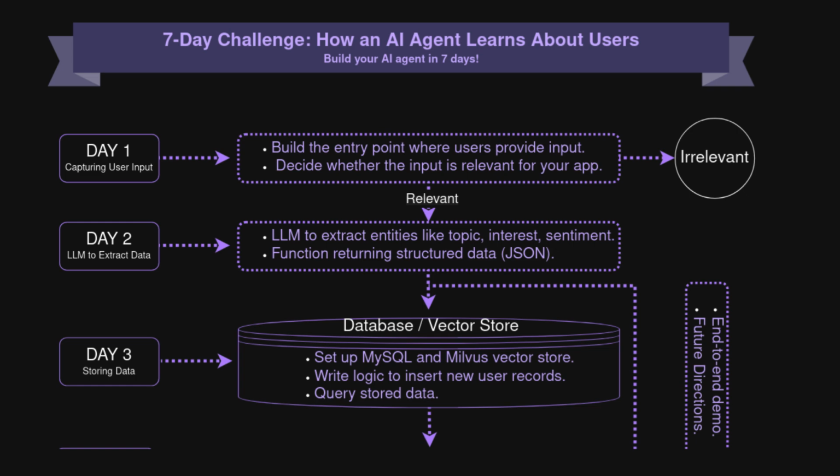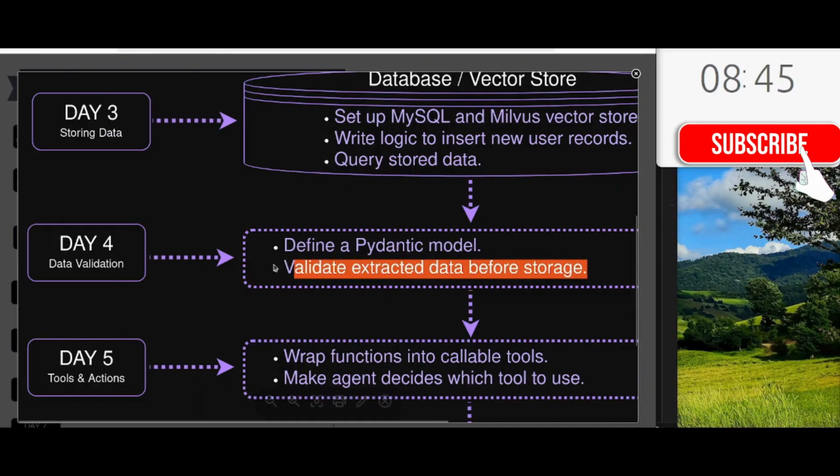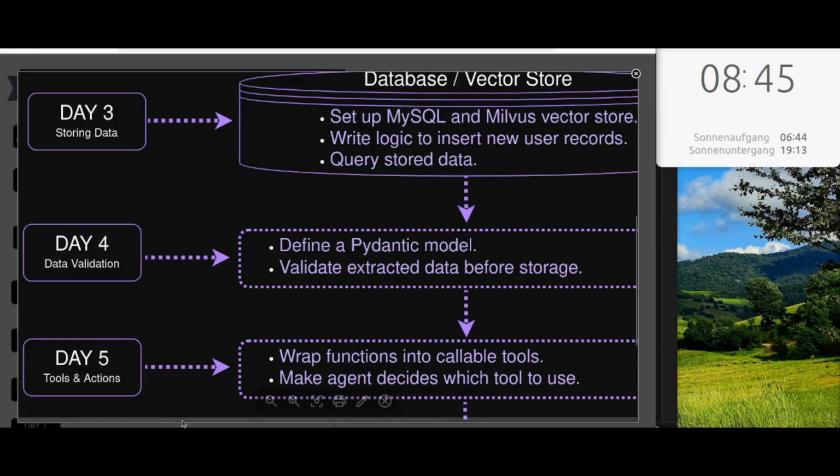Today, we're starting a new video, covering day 4 of our challenge. The goal of this challenge is to build an AI agent application in exactly 7 days. We don't use any external tools, we try to do as much as possible using just Python. Day 4 is all about data validation. But before we dive in, let's do a quick recap of day 3.